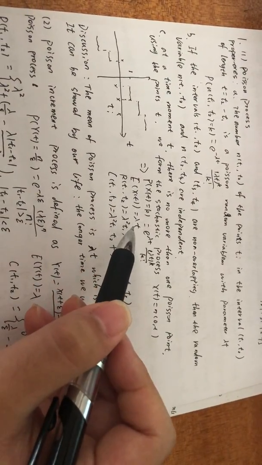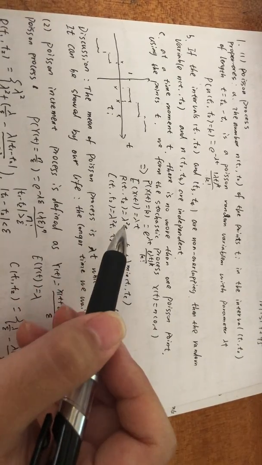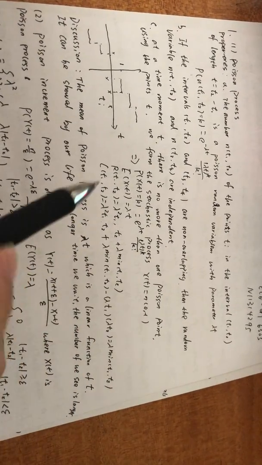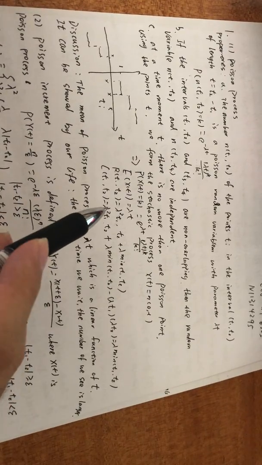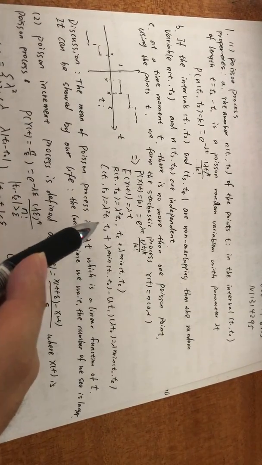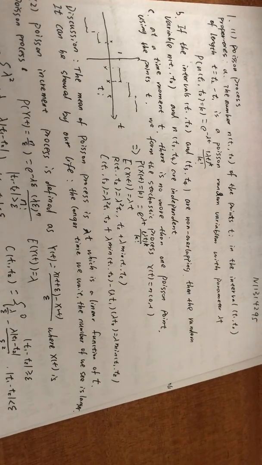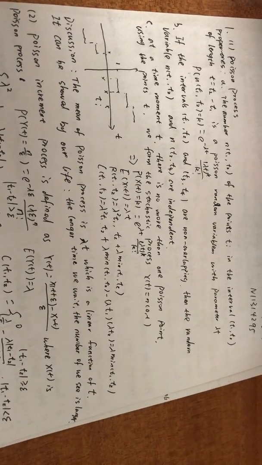And we have the mean function equal to gamma t, and the autocorrelation equal to gamma square t1 t2 plus gamma minimum of t1 and t2, because for t1 and t2 we don't know which one is greater. And we have the autocovariance equal to gamma square t1 t2 plus gamma minimum of t1 and t2 minus gamma t1 times gamma t2, which equals gamma minimum of t1 and t2.